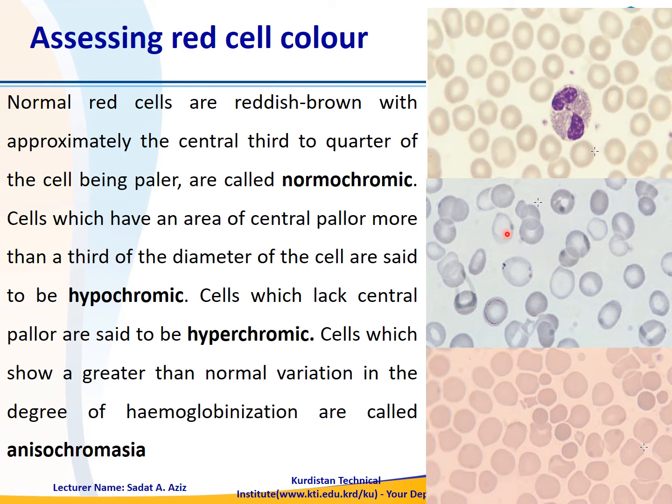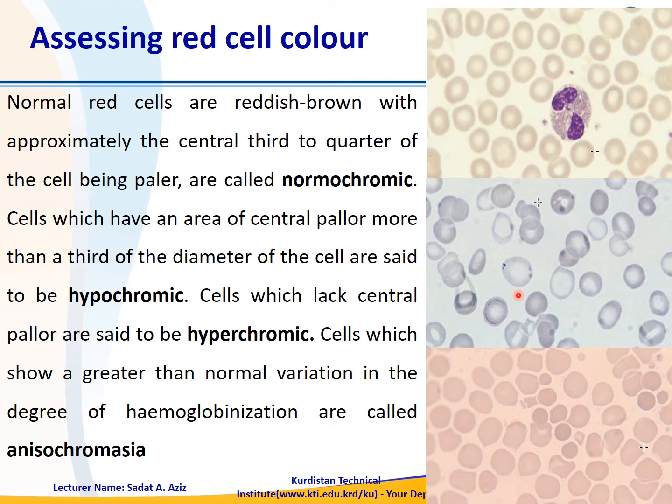If you have a look here, these cells have a paler center compared to the normal cells. So they can be defined as hypochromic. Hypo means low, chrome means color. Okay, hypochromic cells. So they have a low concentration of hemoglobin compared to the normal cells.